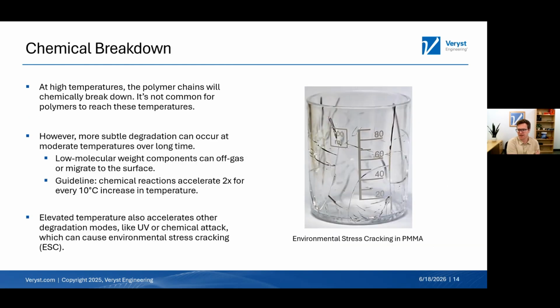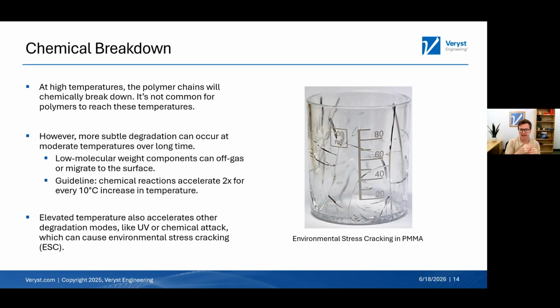So chemical breakdown is another category that we discussed. At relatively high temperatures, the polymer chains will actually chemically break down. They start out as very long molecules, and they'll start to undergo chain scission events, different chemical reactions that will cause those long molecules to become shorter. Generally speaking, the shorter the molecules become, the worse they're going to perform. They have lower strength, they're going to be much less ductile, and they're going to be more prone to time-dependent failure modes and fracture and things like that.